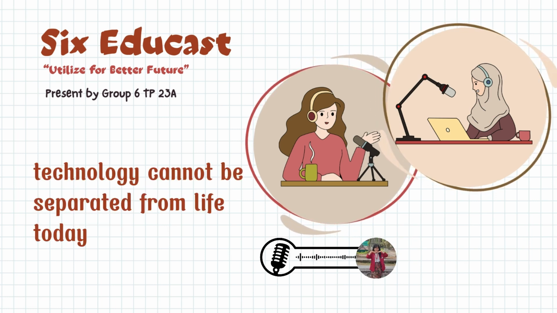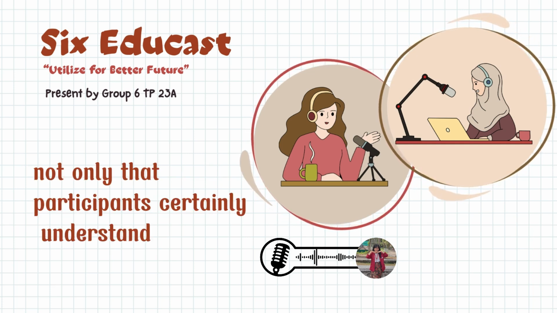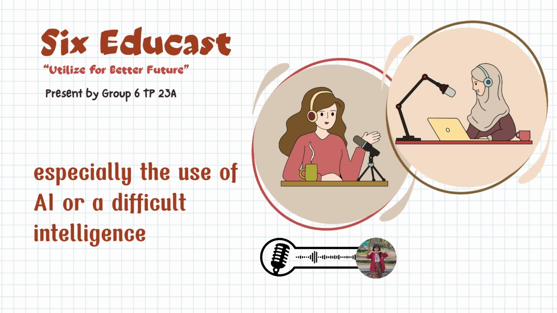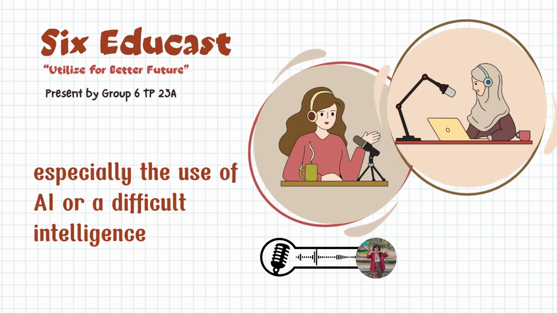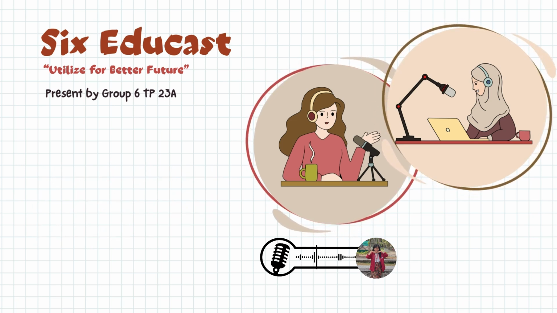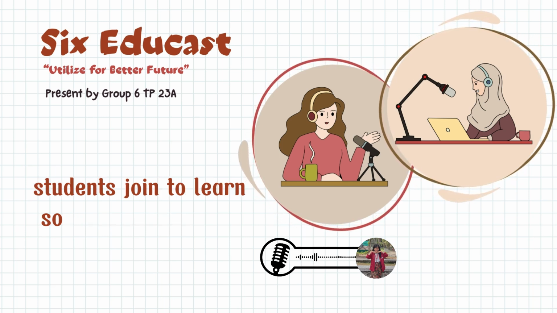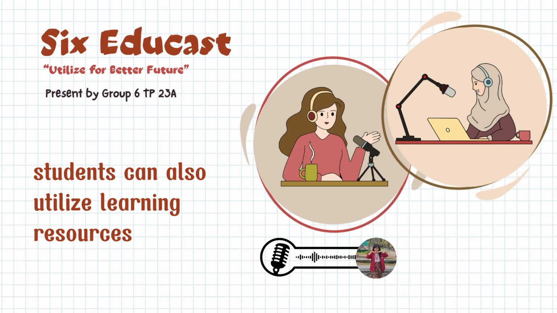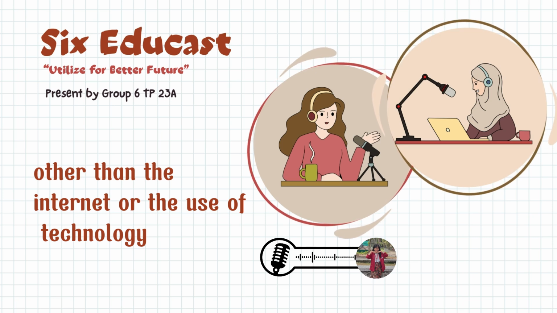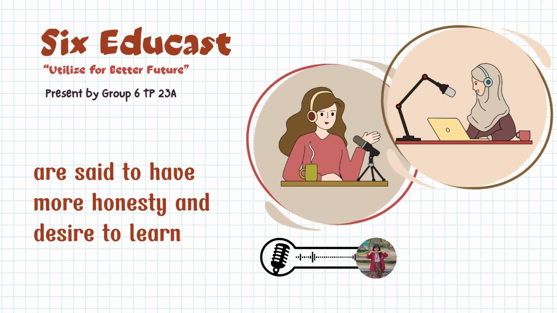Basically, technology cannot be separated from life today. Not only that, participants certainly understand the technology that exists today, especially the use of AI or artificial intelligence in each lesson that can be relied upon for learning. However, with their own awareness, students join to learn, so students can also utilize learning resources other than the internet or the use of technology. Students are said to have more honesty and desire to learn.